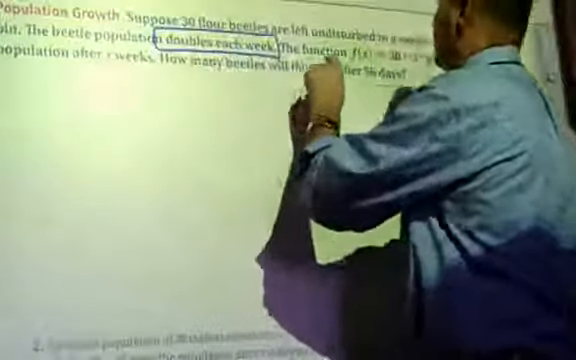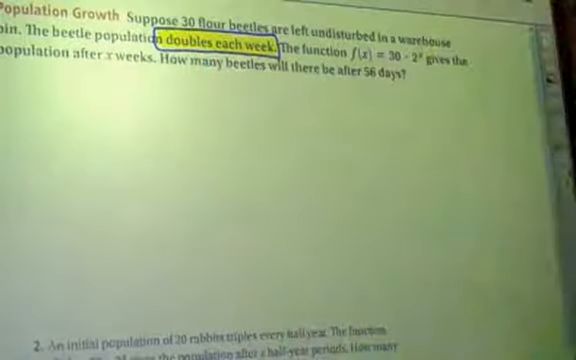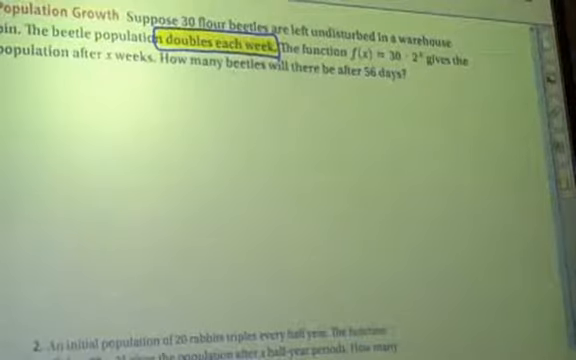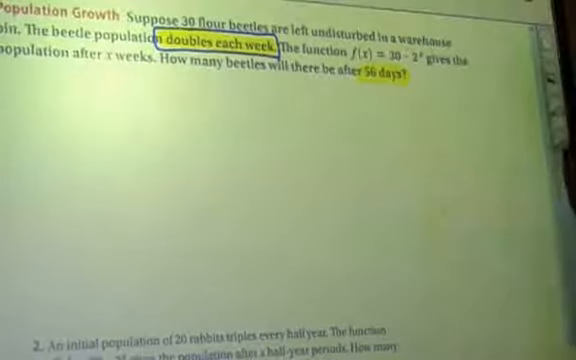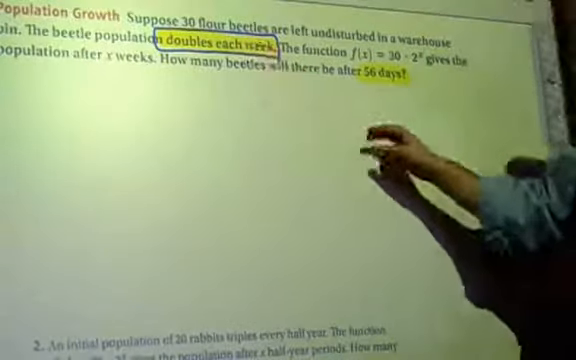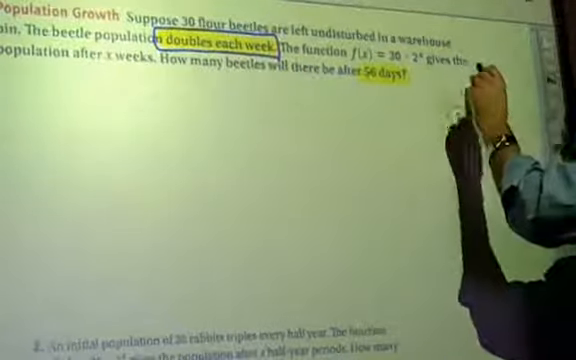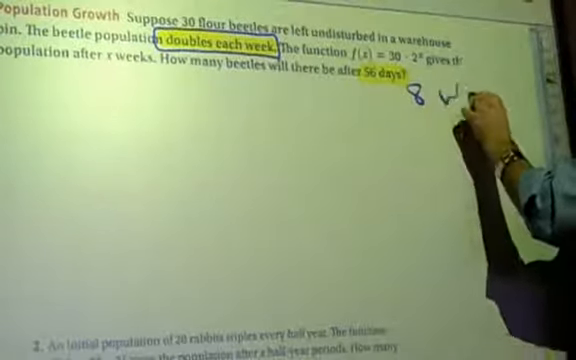So this part we need. I'd probably get my highlighter out. That's better, more appropriate there. Alright, so the function f of x equals 30 times 2 to the x power gives the population after x weeks. How many beetles are there after 56 days? Why do they do this? They always do this. Okay, you got to make sure you're reading. Okay, doubles each week, 56 days. All right, 56 divided by 7 days in a week. So we're talking about 8 weeks.